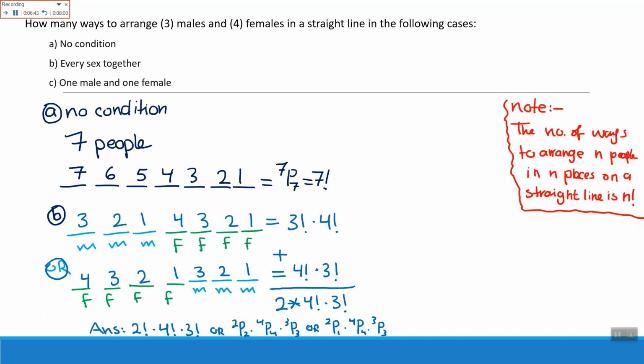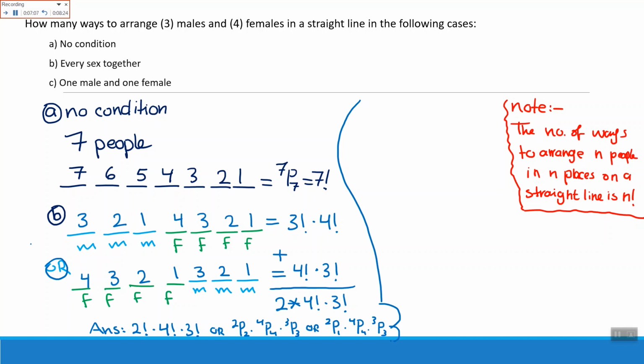It doesn't matter really how we write it, as long as we get the same answer from each one of them. If you try to evaluate each one of these different answers, you'll always get the same answer. And that's why all of these answers are correct. So let's see now. Let's try to solve part C.